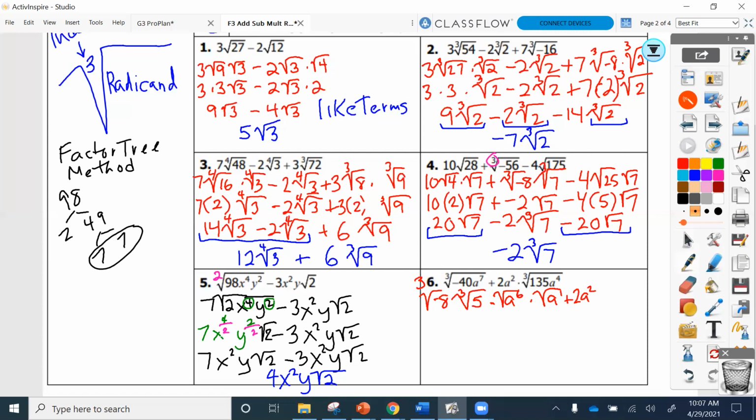2a squared, just bringing it down. Cube root of 135 is the same thing as 27 times 5. And then to take care of the a to the 4th, we can say a to the 3rd times a to the 1st. All right, squeeze that in there, right? Okay, so the cube root of negative 8 is just negative 2.